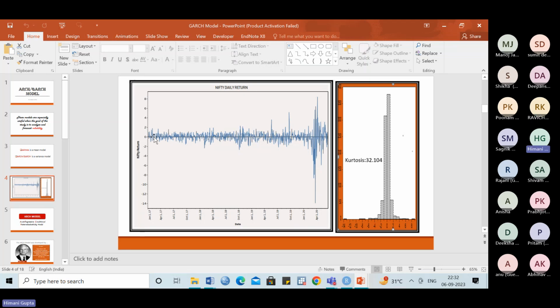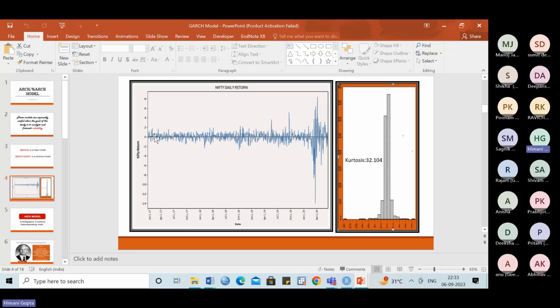And second thing, you will observe that short-term fluctuations are followed by short-term fluctuations, and long-term fluctuations are followed by long-term fluctuations. Are you observing it? So that means I can say that there is a clustering over here. There is a group over here. You can see this is a group. You can see this is a group.